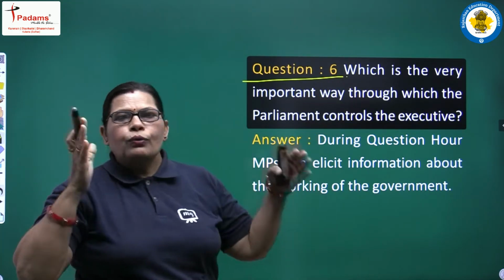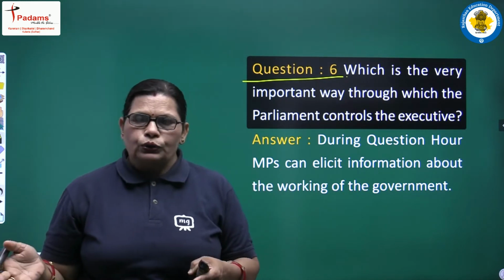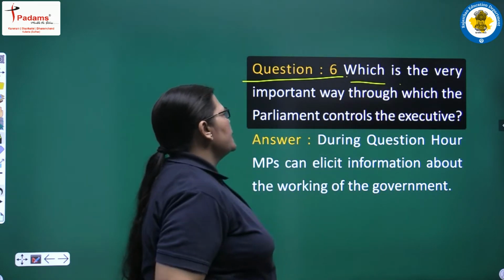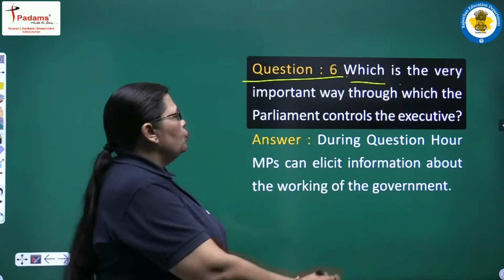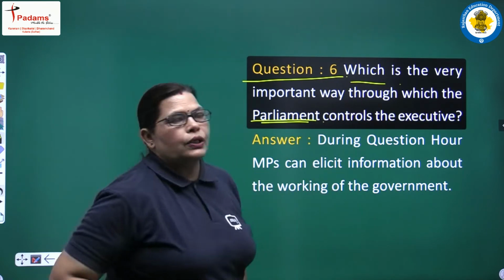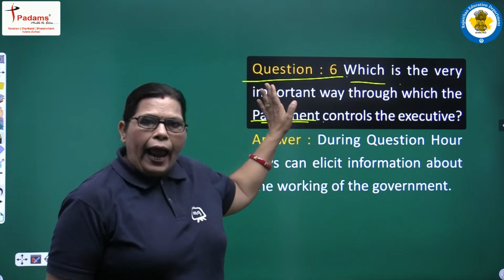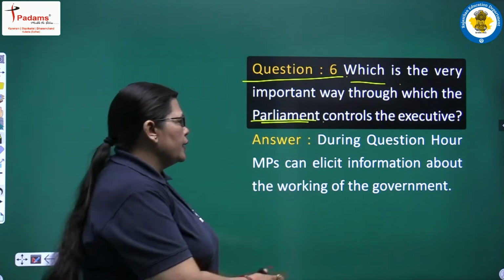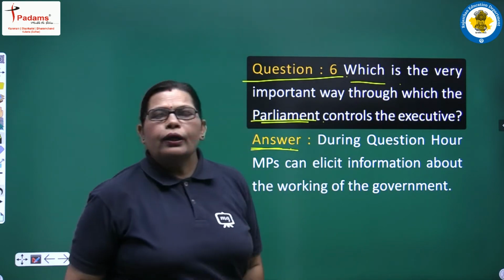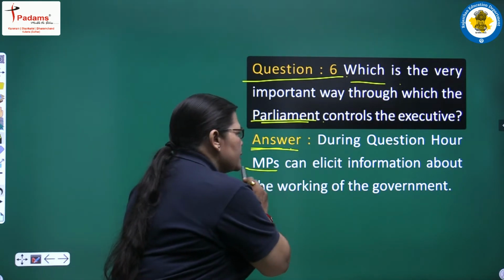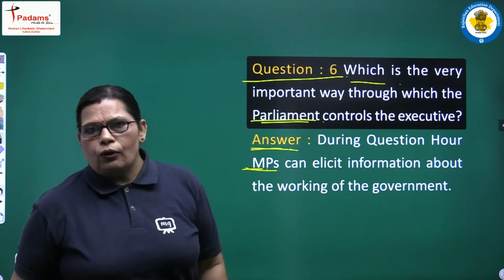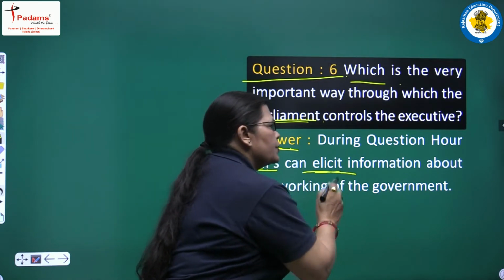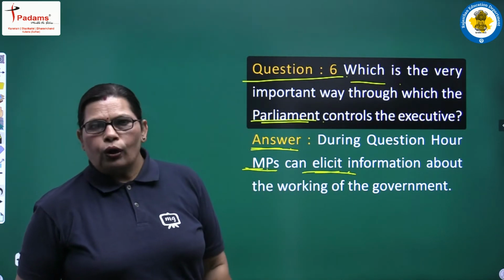Yes, we have short questions as well as long questions in this question answer session. Our next question is here. What is the very important way through which the parliament controls the executive? Yes, in the chapter reading session we had discussed this, so one by one we will write in this answer session here. During question hour, MPs can elicit information about the working of the government, and in this way this information is important for all of us.